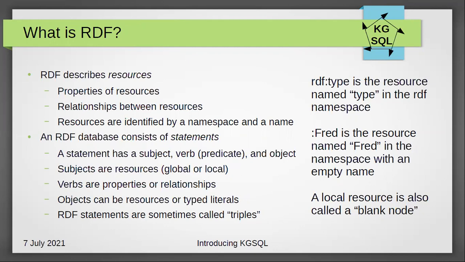A local resource is also called a blank node. I won't say too much more about that, other than just to say it's basically a resource which is meaningful only within particular graphs, so it's local. RDF type is an example of a resource that's named type in the RDF namespace. And notice that the prefix, like Fred here, can be a blank, empty name. So type in this case is a property.